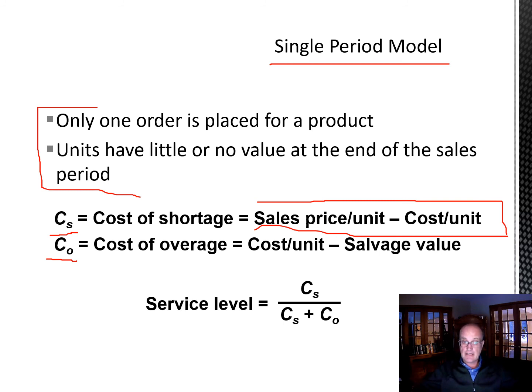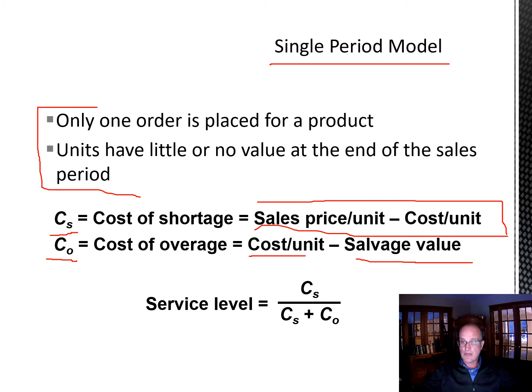And then the cost of overage is what happens if we order too much, and that is the unit cost minus the salvage value. The salvage value is what we get if we can sell it, or we get a credit back from our supplier, or whatever.